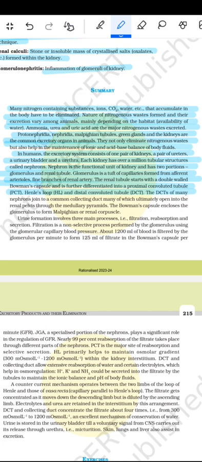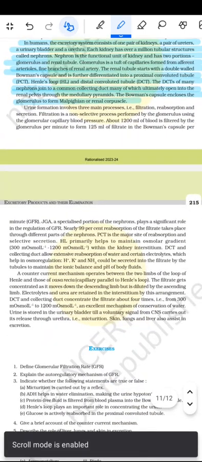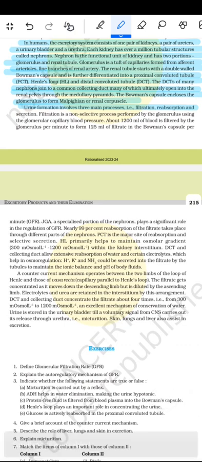The DCT of many nephrons join to a common collecting duct, many of which ultimately open into the renal pelvis through the medullary pyramid. The Bowman's capsule encloses the glomerulus to form the Malpighian or the renal corpuscle. फिर कहता है कि urine formation involves three main processes: filtration, reabsorption, and secretion.